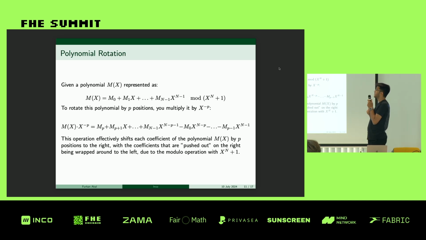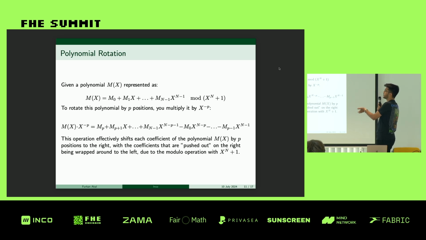One more thing, we want to rotate some polynomials because we are working with polynomials, right? We're working with RLWE ciphertext and also RGSW ciphertext. Suppose we have a polynomial m of x, and it could be the message itself. If you want to rotate this polynomial by, let's say, p positions, we basically multiply it by x to the minus p, because these are modulo x to the n plus 1. When you multiply it by x to the minus p, we will have m0 times x to the minus p, m1 times x to the 1 minus p. And when you arrive at the pth position, you will have x to the p minus p, which is x to the 0, which will be 1, and the coefficient will get on the top.